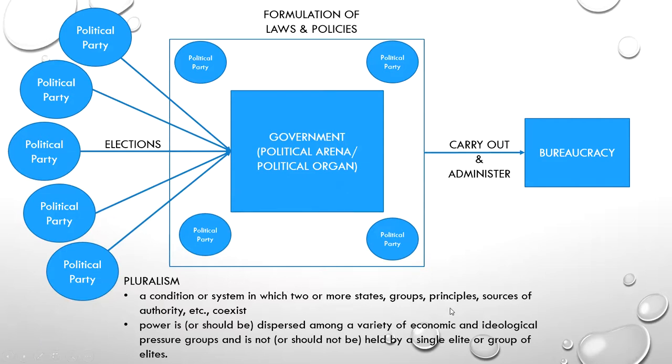For instance, an example of a group would now be political parties. So there's diversity when it comes to ideologies, in terms of principles, in terms of interest or agenda, and they coexist. More likely, pluralism is an arena wherein different groups would now lay in their agenda in a diplomatic manner. So it's not in terms of war, but through debates. Another definition of pluralism is that power is dispersed among a variety of economic and ideological pressure groups and is not or should not be held by a single elite or group of elites.